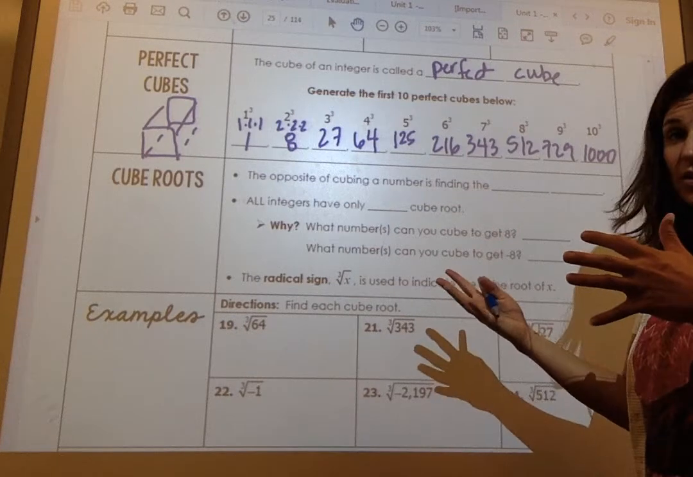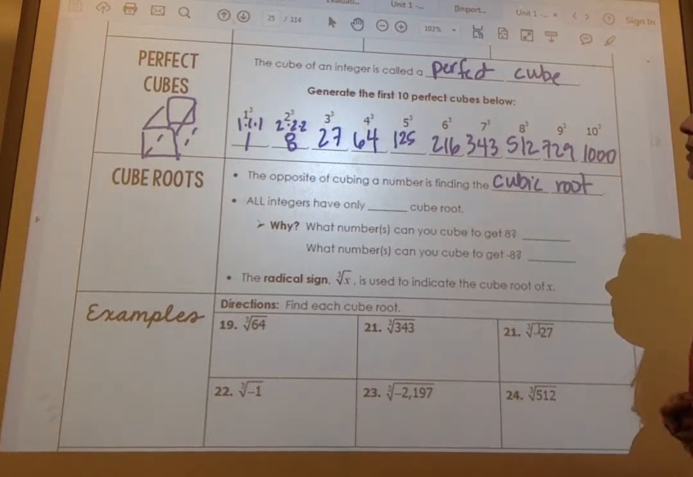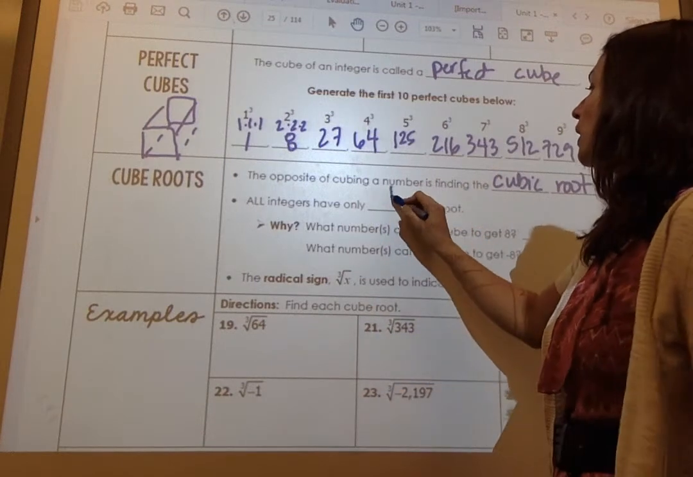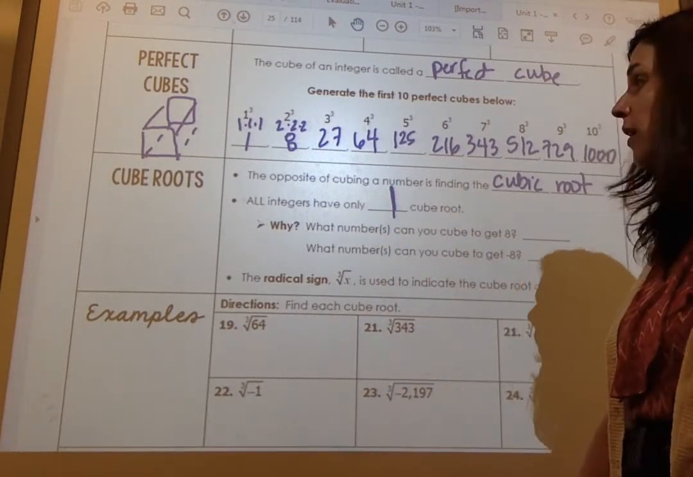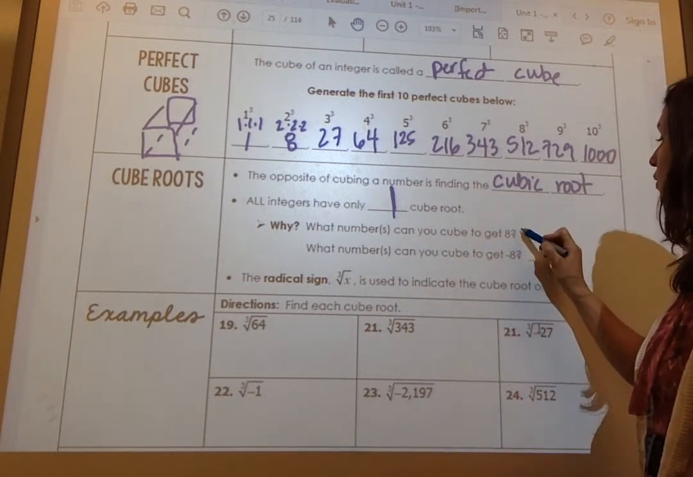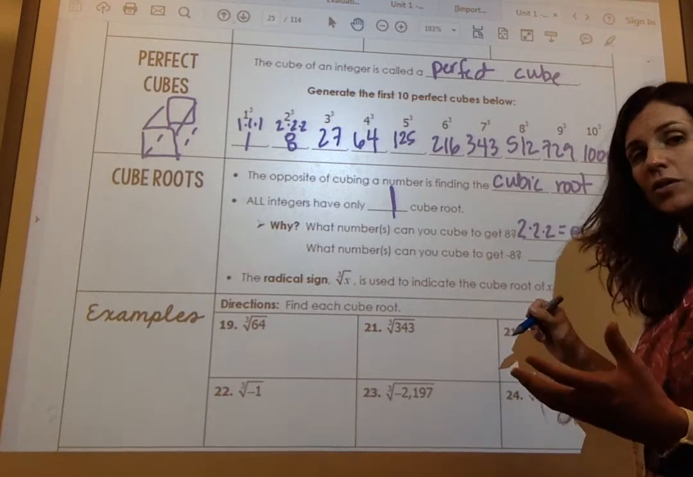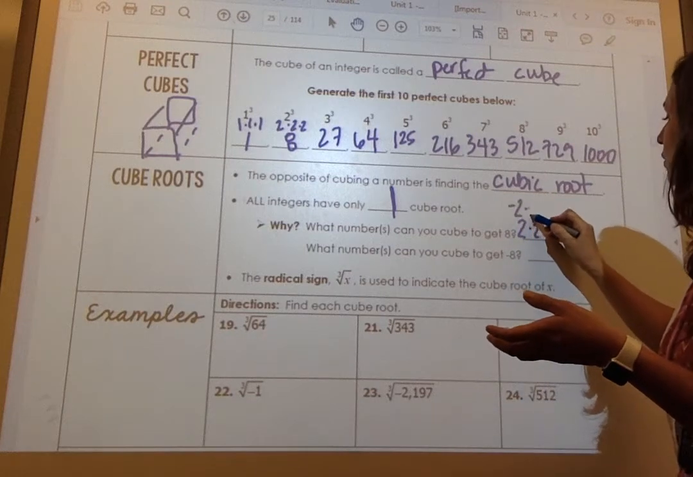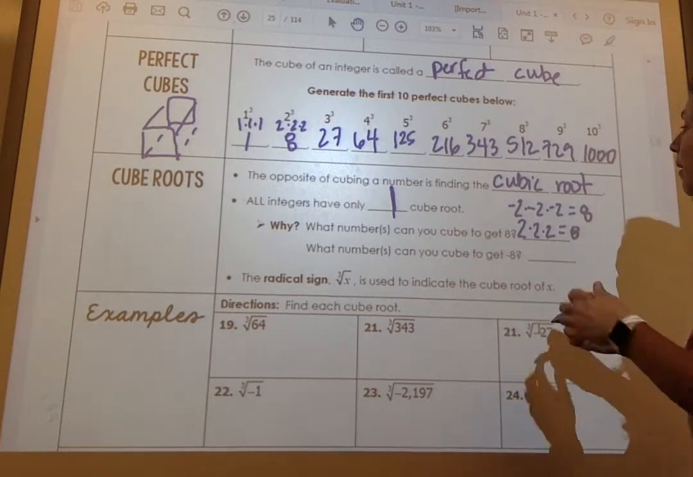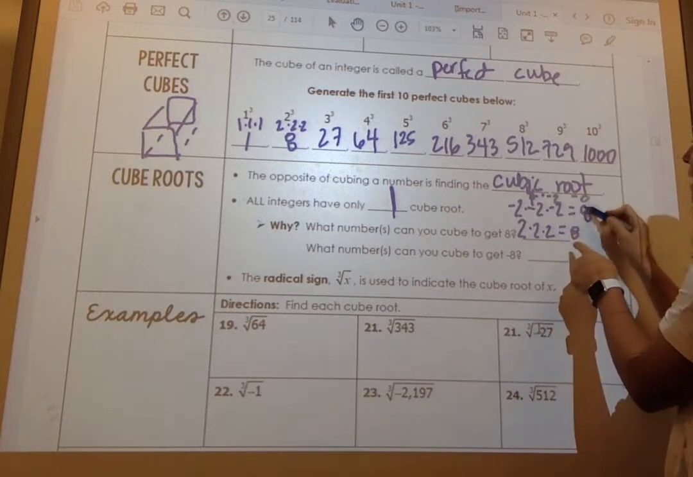Well, it's the opposite. So the opposite of cubing a number is finding the cube root, similar to what we did with square roots. Now, here's the difference. All integers have only one cube root. Why is that? Well, what numbers can you cube to get negative 8? You can get 2, because 2 times 2 times 2 is always going to be 8. But can you take negative 2 times negative 2 times negative 2 to get me a positive 8? You can't, because these two negatives would create a positive 4, and a 4 times a negative 2 would give me a negative 8.